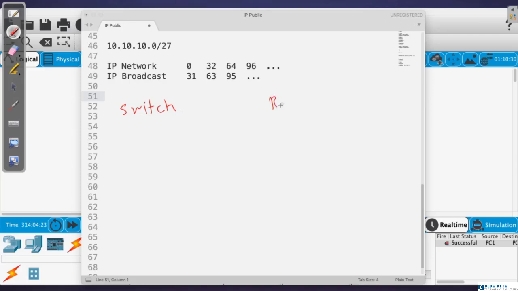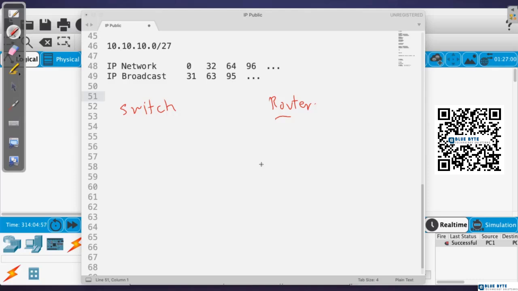Actually, there are many other devices that we will need in computer network, like firewall, access point, wireless controller, and others. But in this course, we will learn about these two first, which are switch and router. Switch is used to connecting many computers that are in the same block subnet, and router is used to connecting many computers that are in different block subnets.